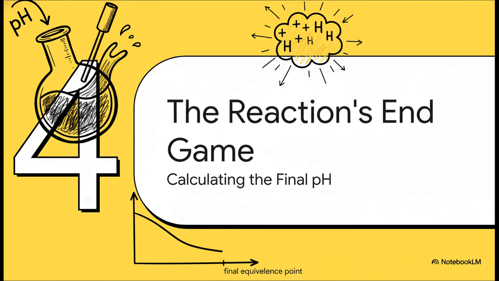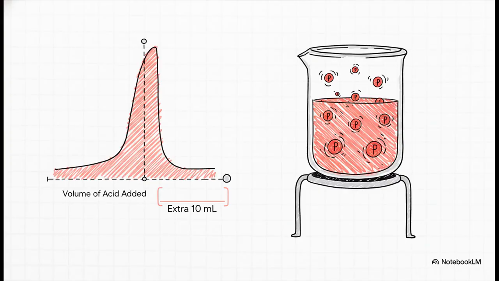Okay, time to investigate the final act of our chemical story. What happens when we just keep going? When we push right past that final equivalence point and start adding an excess of acid? So at this point, after we've added 50 milliliters, all of that original sulfite base is long gone. It's been completely neutralized. The only thing that's controlling the pH now is the extra, unreacted strong acid we dumped in during those last 10 milliliters.